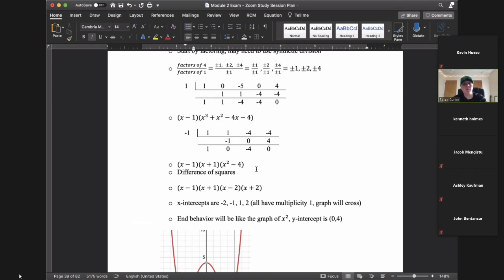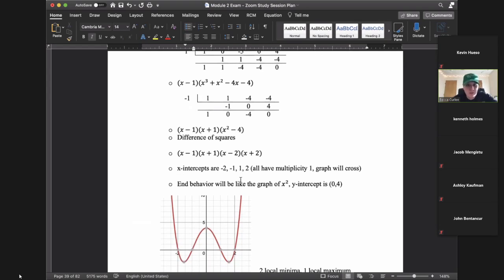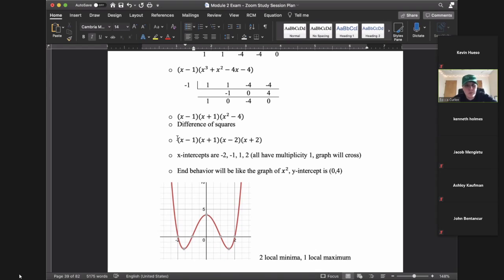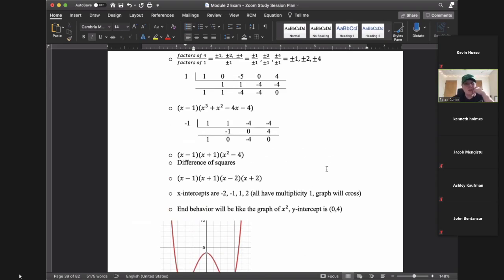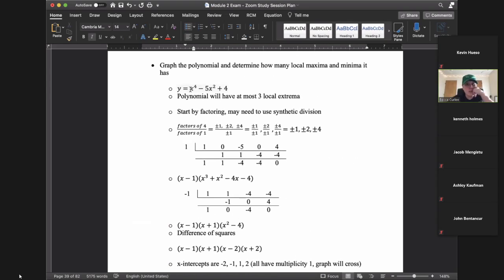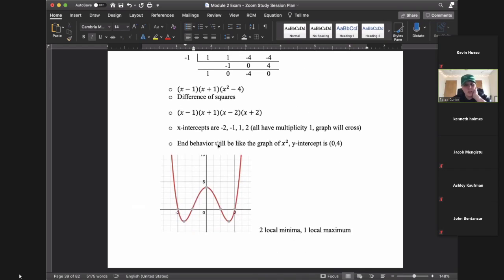So we notice that x squared minus 4 is a difference of squares. So that can be further factored, giving x minus 1 times x plus 1 times x minus 2 times x plus 2. So all the x-intercepts are going to be 1, -1, 2, and -2. And they all have a multiplicity of 1. So at each one of those x-intercepts, the graph's going to cross. The end behavior will be like the graph of x squared, because we've got a positive leading coefficient in an even degree. So that's just like x squared. So we know it's going to look like that upward facing parabola.